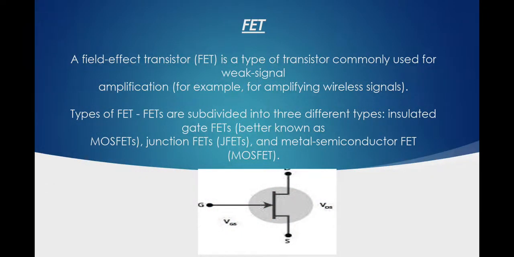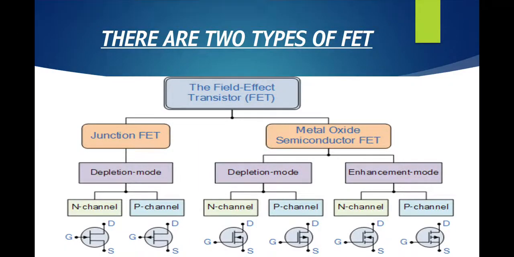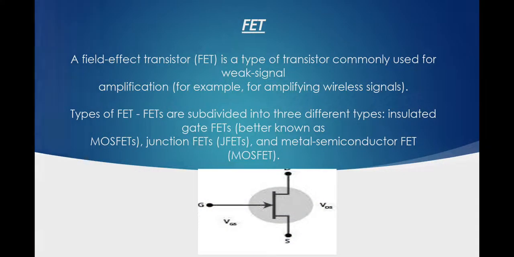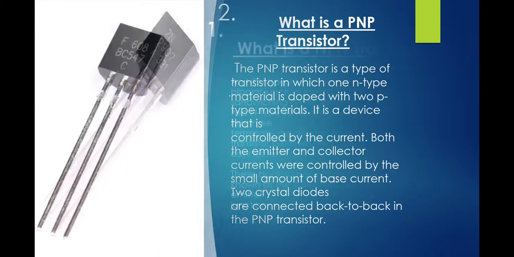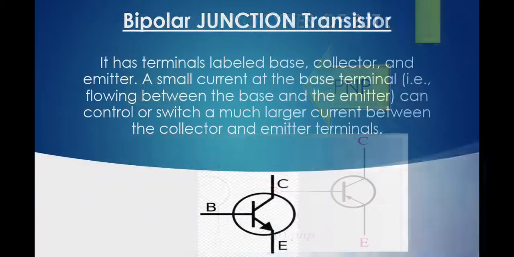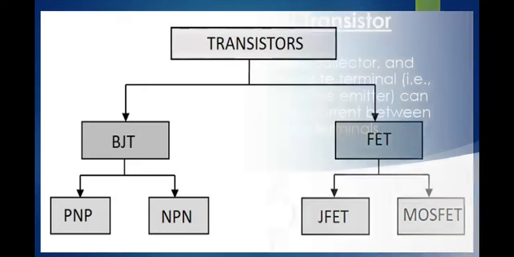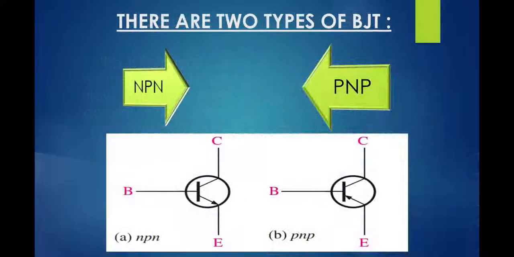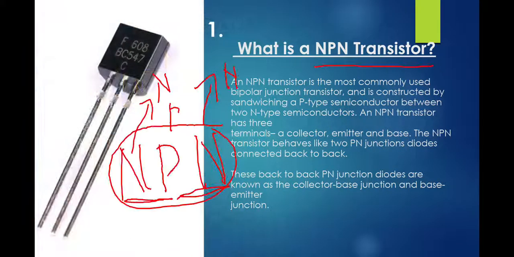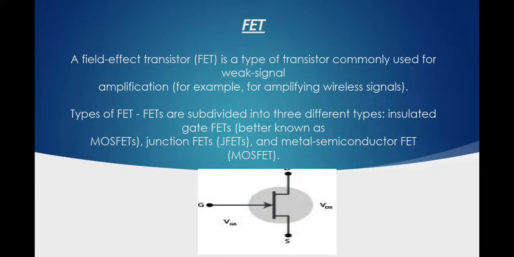Next is FET. What is FET? Let's discuss this. As we already saw, there are two types of transistor: one is BJT and one is FET. BJT is already discussed, that is bipolar junction transistor. Two types of bipolar are there, NPN and PNP. Now let's discuss FET, which is another type of transistor.